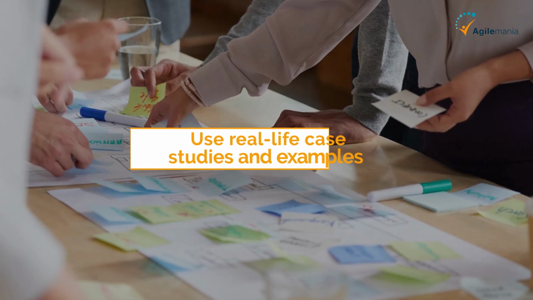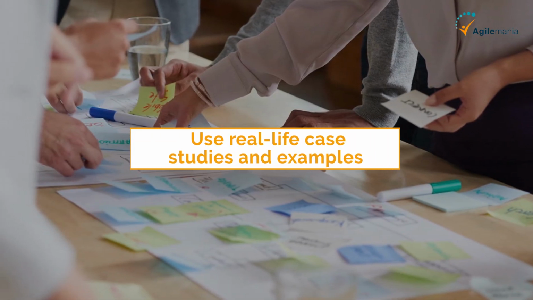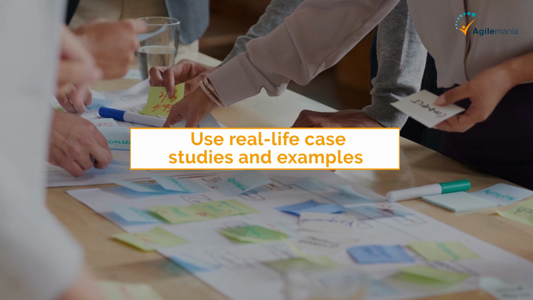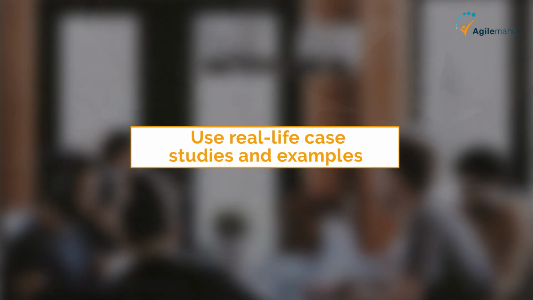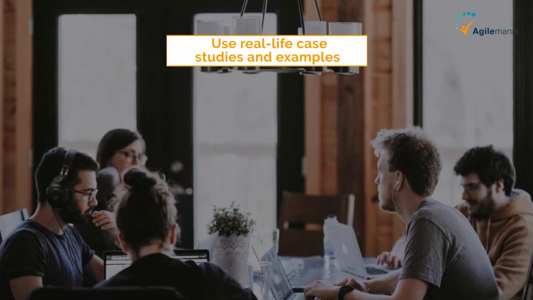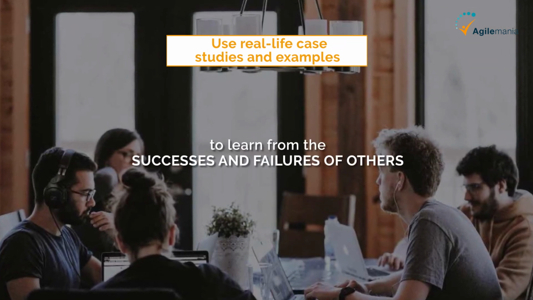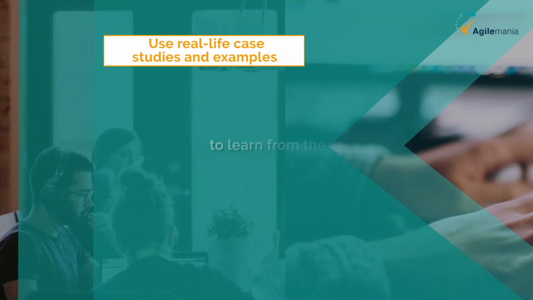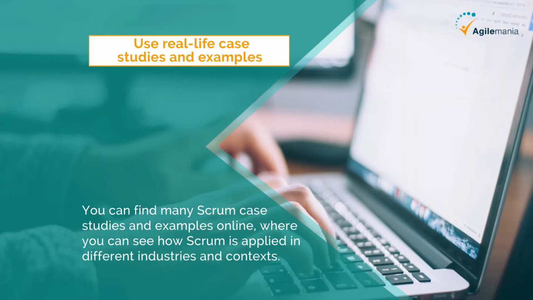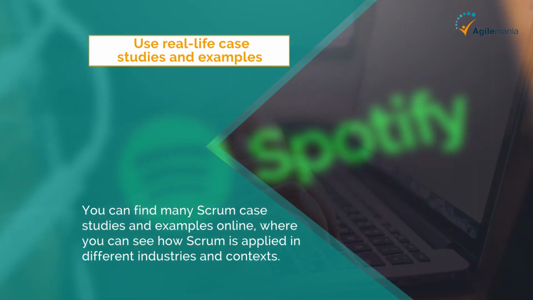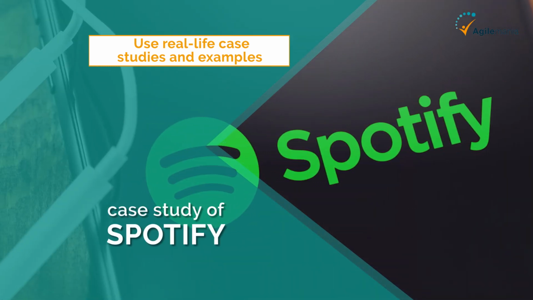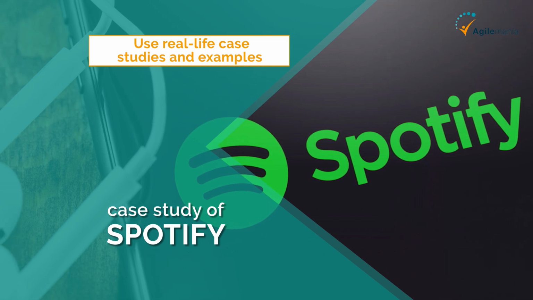Last but not the least technique is to use real-life case studies and examples to learn from the experiences of other Scrum teams and organizations. One of the best ways to improve your Scrum skills and knowledge is to learn from the successes and failures of others. You can find many Scrum case studies and examples online, where you can see how Scrum is applied in different industries and contexts. You can find a detailed case study of Spotify on our channel.